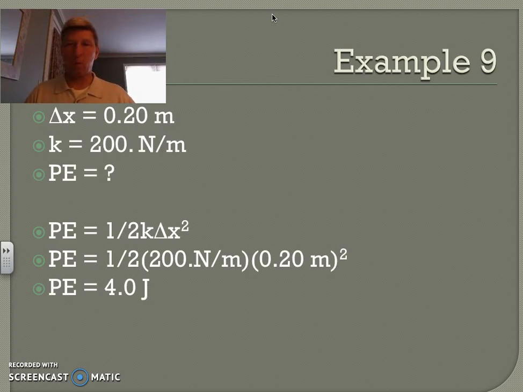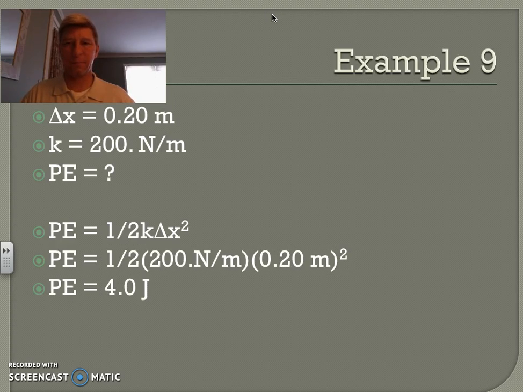So again, we'll start with example number 9. Make our laundry list. We've got delta x is 0.20 meters. No surprises there. We already know that. The spring constant of this particular spring is 200 newtons per meter. And we're looking for the elastic potential energy of the spring. So PE is our big fat question mark in this case.